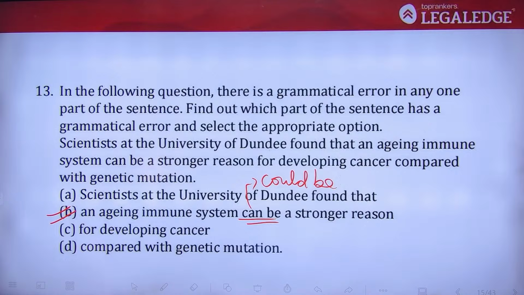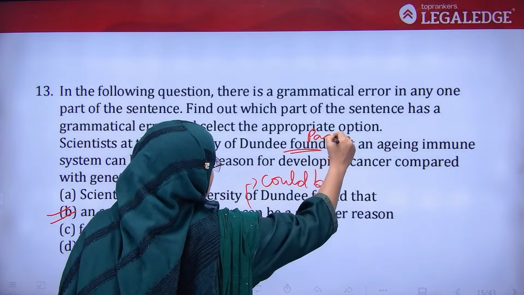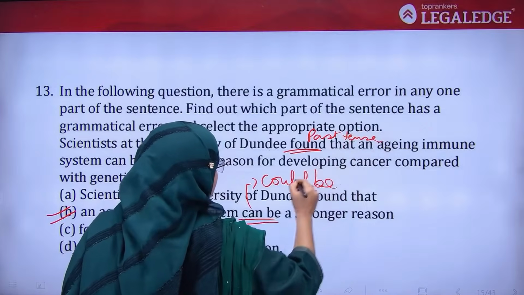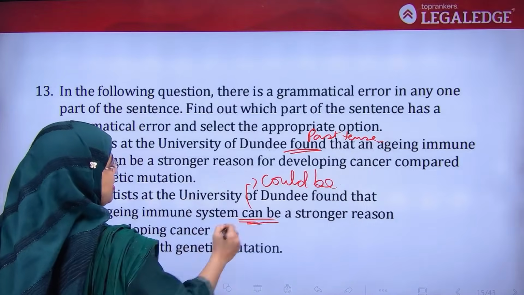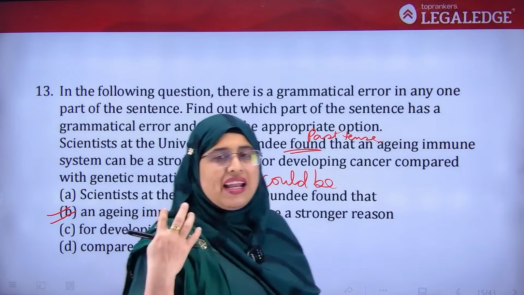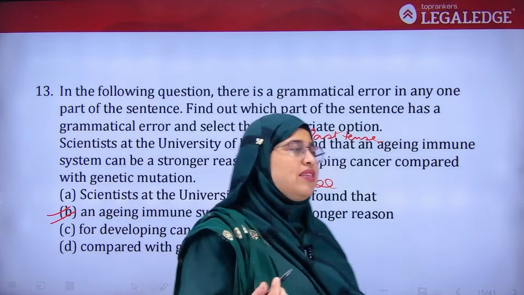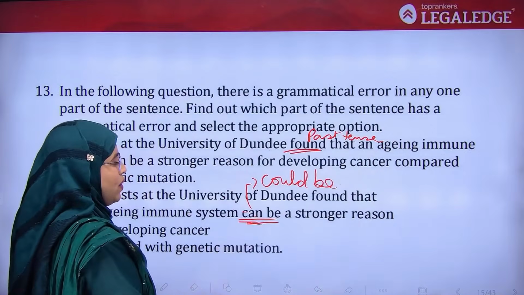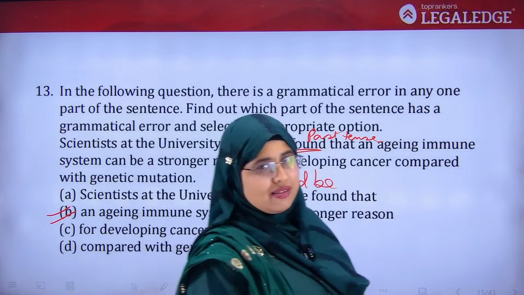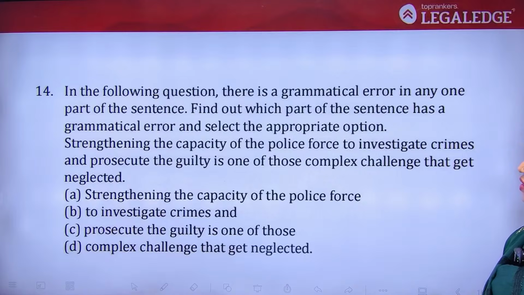Okay, students. So here the correct answer should be could be, because see, this found is in the past tense. Okay. So can is in the present tense. So we need to be well aligned with the tenses. So if the sentence is already in the past tense, we cannot use present tense with can be. It should rather be past tense, could be. Now question number 14 is on screen.